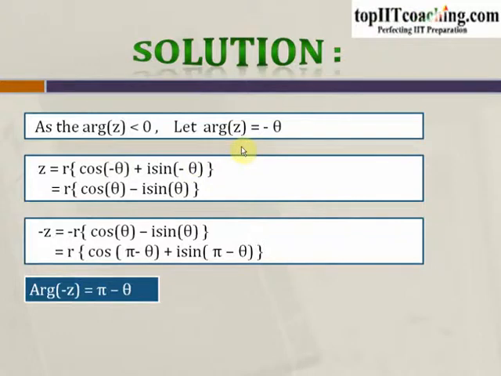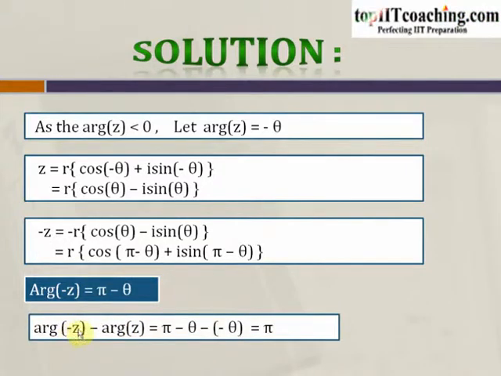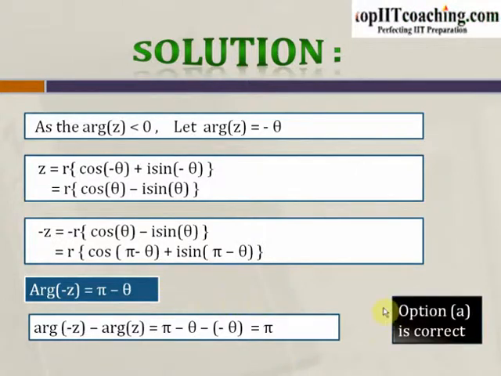Thus the argument of z is equal to minus theta, and the argument of minus z is equal to pi minus theta. So argument of minus z minus argument of z would be equal to pi minus theta minus minus theta. This becomes plus theta, and both these get cancelled, and what we get is equal to pi. Thus the argument of minus z minus argument of z is equal to pi, and so we can say that option number A is correct. Thus we have solved this problem and seen that option number A is correct.